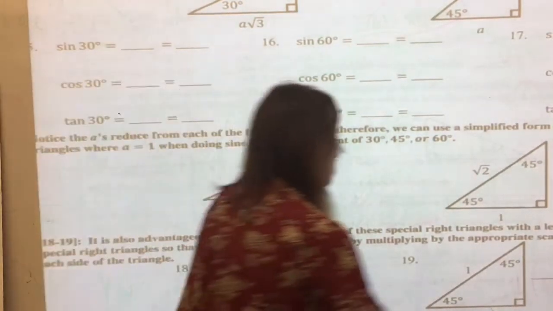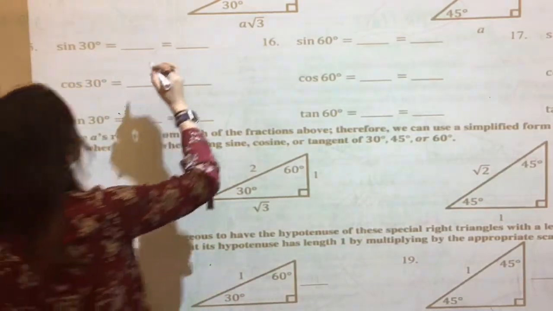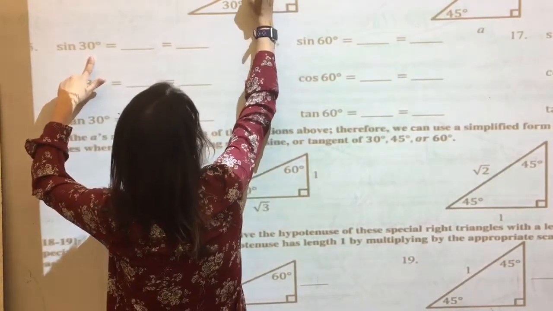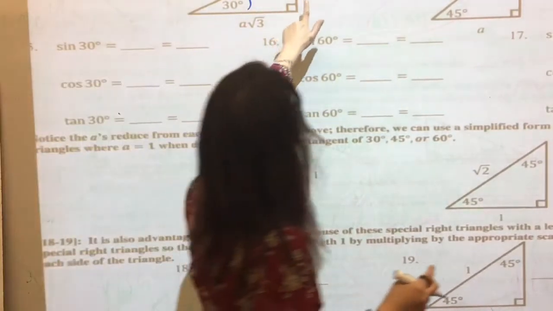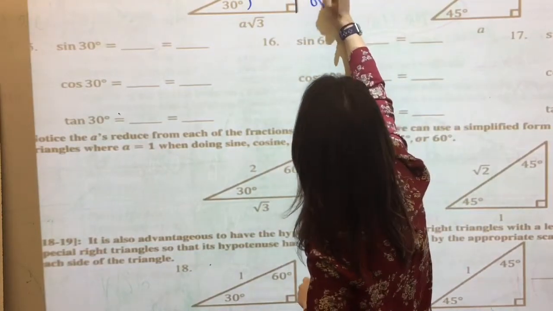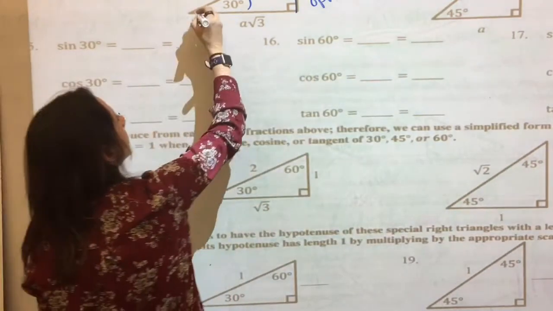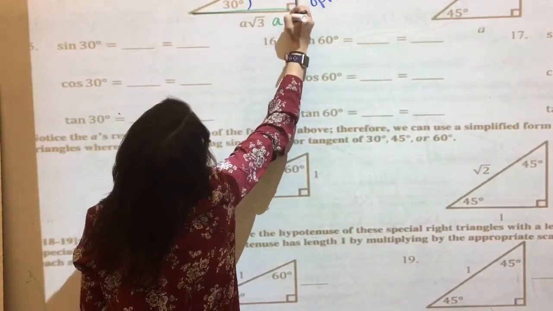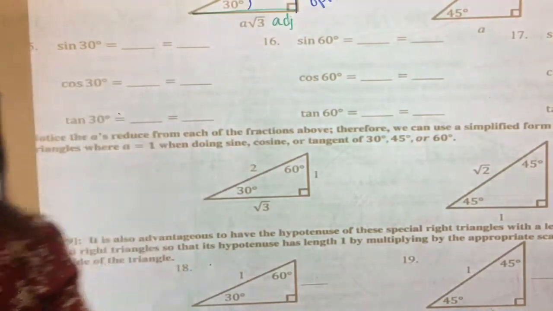Okay? So, let's see. I have first the sine 30. So when I'm looking at the 30 triangle, I need to label my 3 sides. My opposite, my adjacent, my hypotenuse. Joel, can you tell me what this one is called? The side with the A? Opposite. Okay. And what is this side called? Adjacent. And then what's that one called? Hypotenuse.